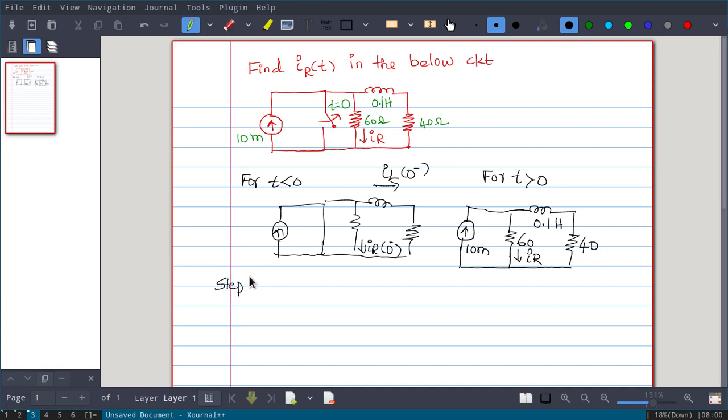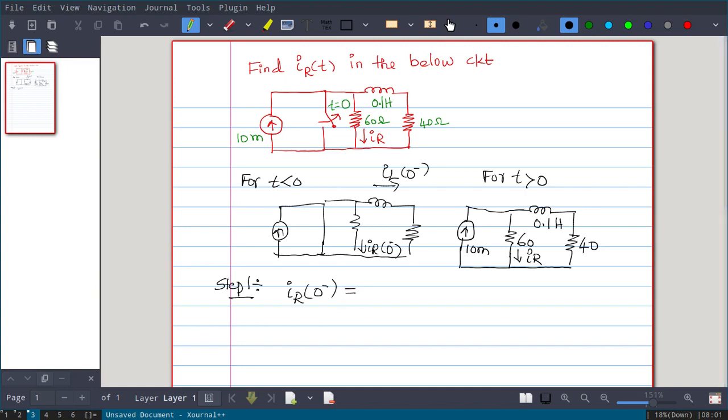Step 1. The question is to determine an expression for IR of t. So step 1 will be, we will first calculate IR of 0 minus. To find IR of 0 plus, we do not need IR of 0 minus. That is for the inductor. To calculate IL of 0 plus, you need IL of 0 minus. For the resistor, we don't need it, but still we will calculate all the values.